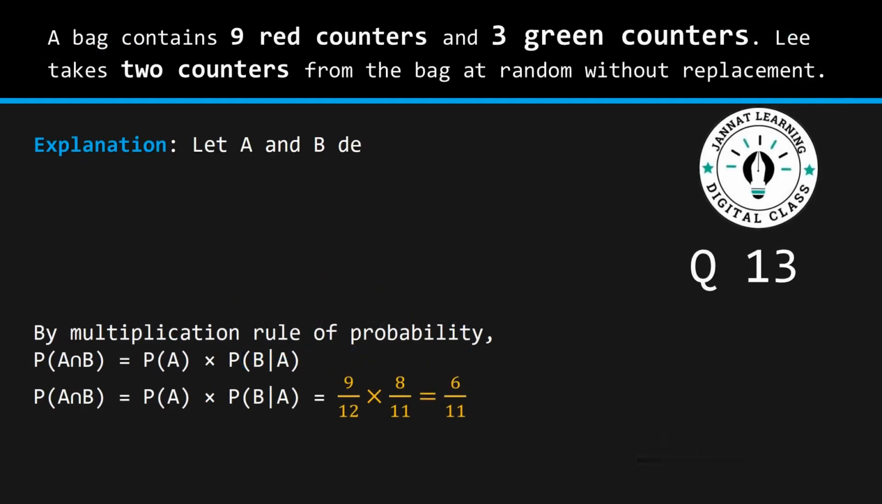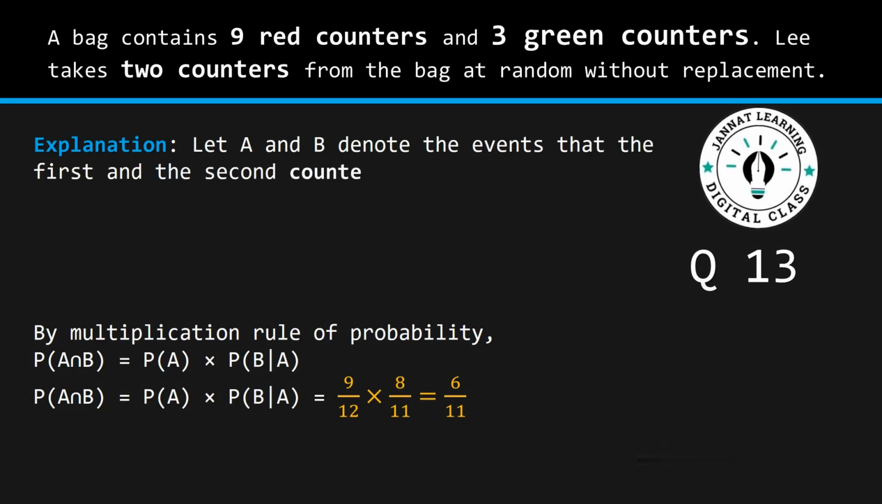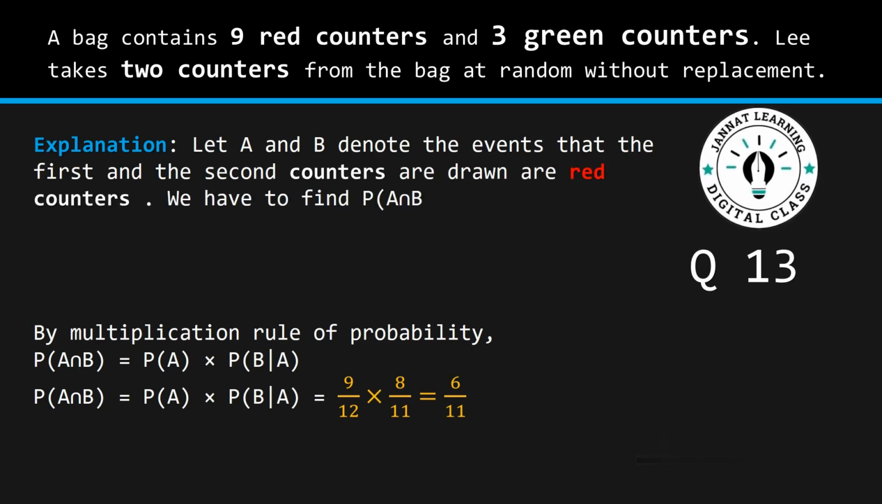Explanation. Let A and B denote the events that the first and the second counters drawn are red counters. We have to find P(A ∩ B), or P(AB).